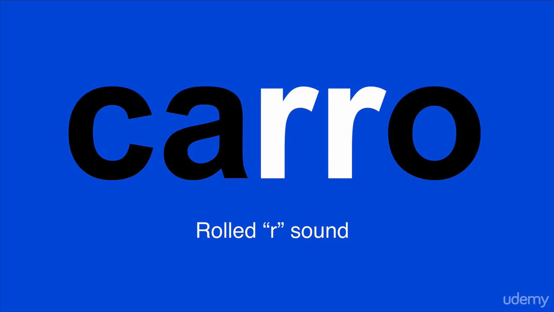For words that have a strong R sound that is not at the beginning of a word, we use the double R, which also has a rolled R sound. An example would be carro.